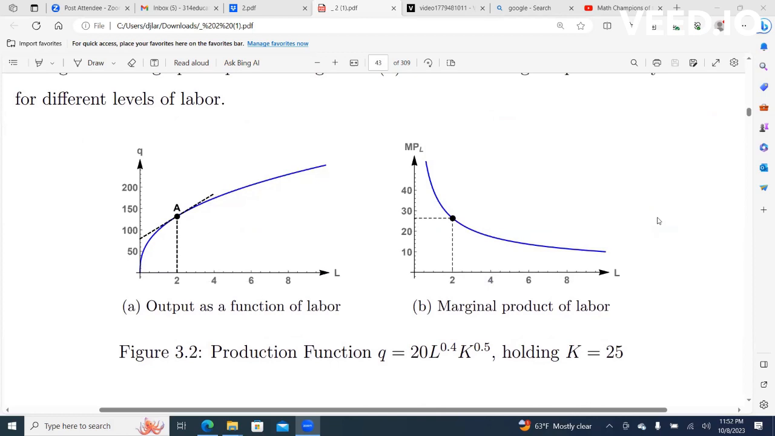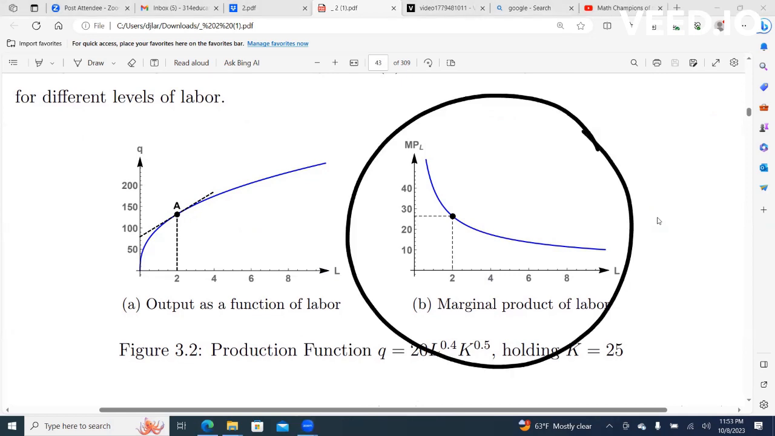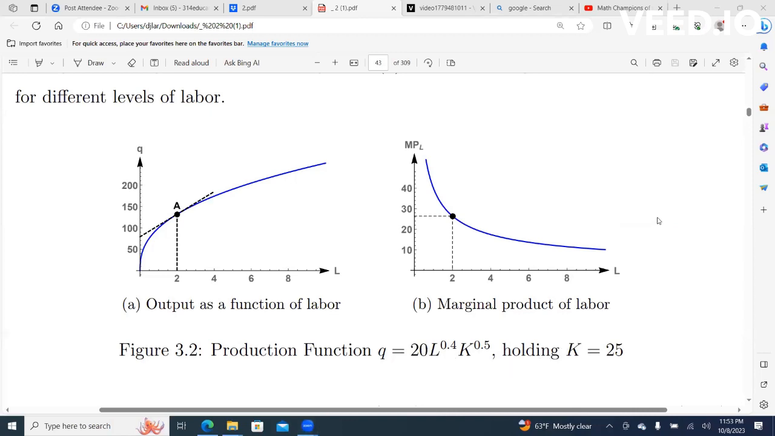Output is a function of labor, marginal product. The one on the right, B, looks to be more Cobb-Douglas to me. Yes. But they're going to describe this now. So figure 3.2 production function, holding K equals 25.